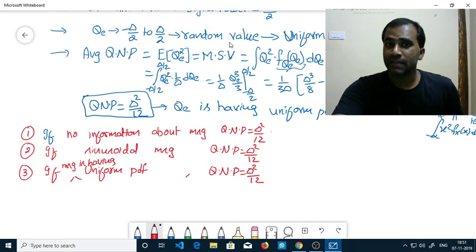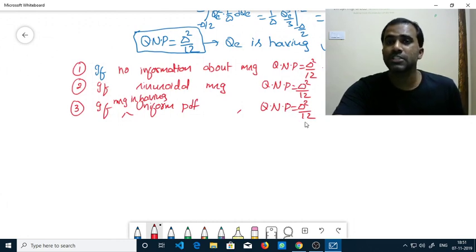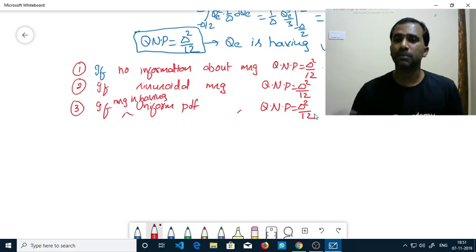And when the message has a different PDF other than a uniform PDF, then the quantization error is not going to have a uniform PDF. Then this formula is not valid. This formula delta square by 12 is valid under these three situations. Under these three situations, you can use this formula. If the situation is different from these three, then you cannot use this formula. You have to go with some other procedure.